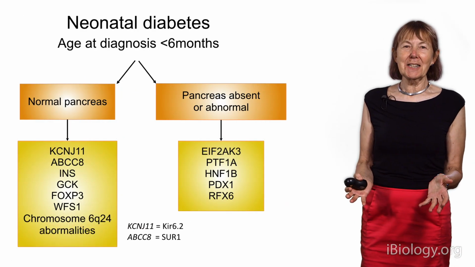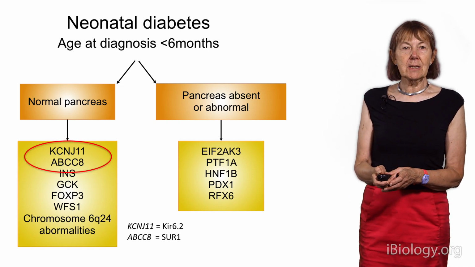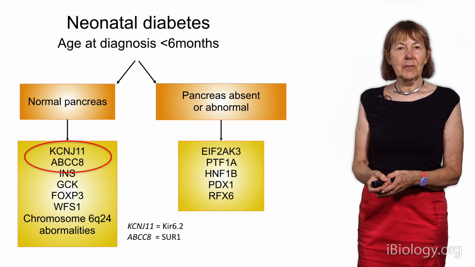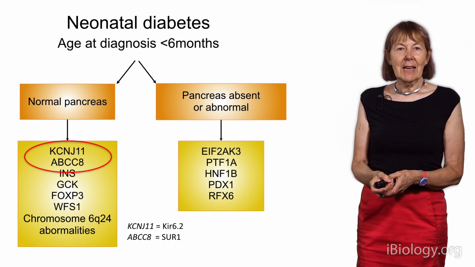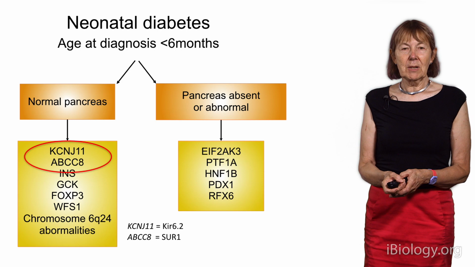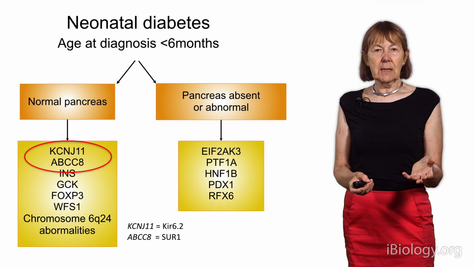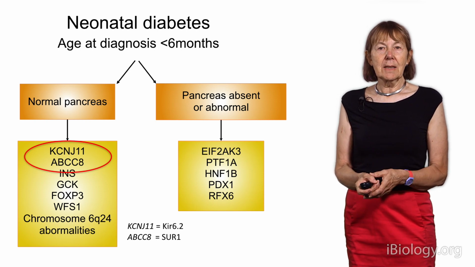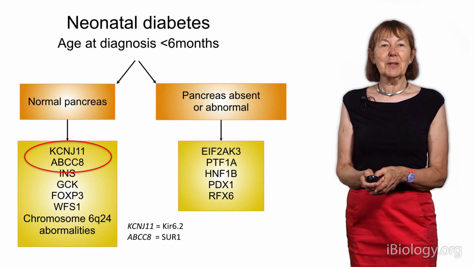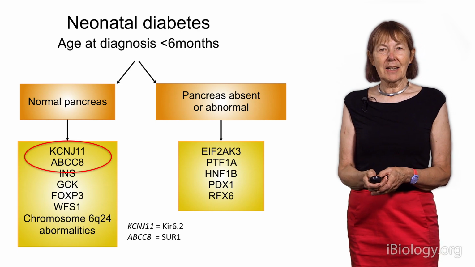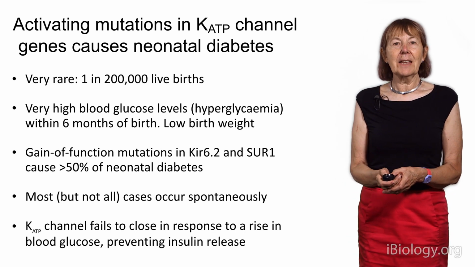Neonatal diabetes is defined as diabetes that presents within the first 6 months of life. And it can result from mutations in either of the two subunits of the KATP channel, whose genes are known as KCNJ11 and ABCC8. But as you can see here, many other mutations in different genes can also cause neonatal diabetes, either because they impair insulin secretion or perhaps because they prevent the pancreas developing properly and beta cells are simply not present. But I'm going to focus on just those that are found in the KATP channel. And these are activating mutations, and they're extremely rare.